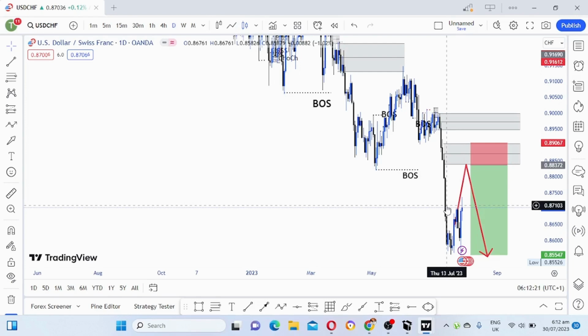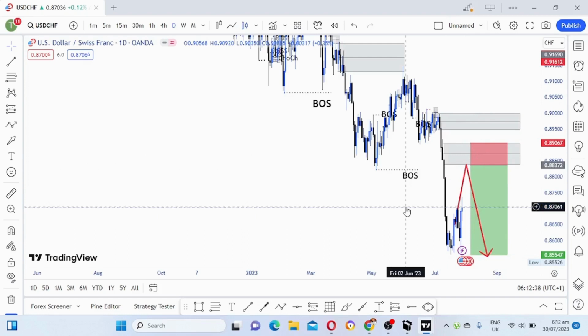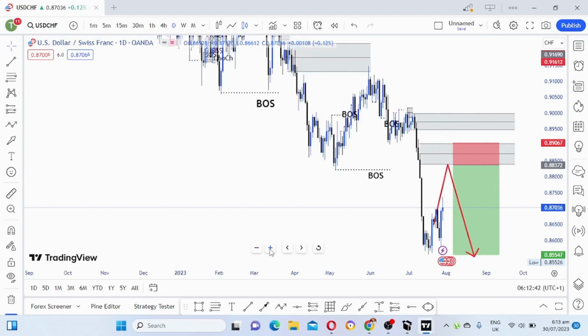So now I draw my two supply zones here. This is the first one, and this is our extreme one. If price comes back and gives us a bearish reaction at our first supply, then we enter a sell. I'm just interested in a sell once price comes here. I don't care what is happening on the lower time frames.